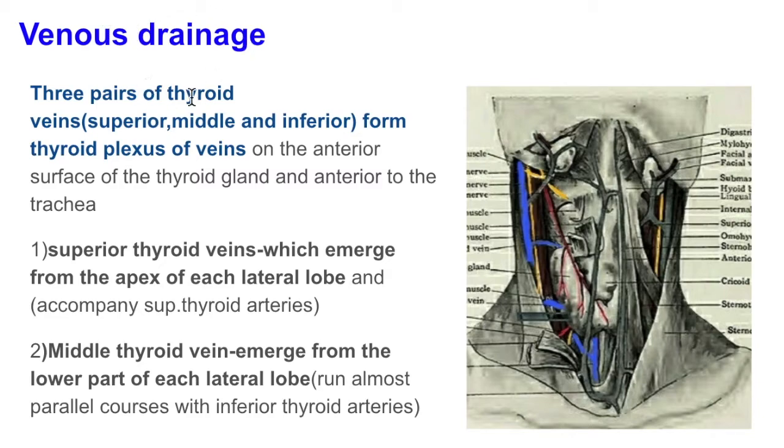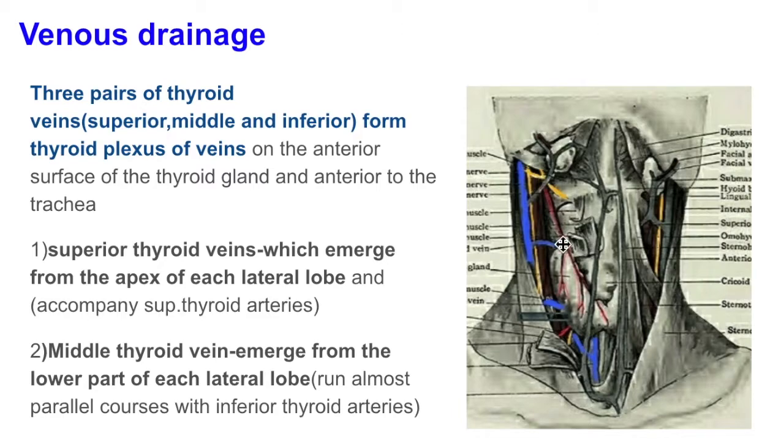Now the venous drainage is also quite similar to the arterial supply. It's drained by three pairs of thyroid veins, which are the superior, middle, and inferior. These form the thyroid plexus of veins on the anterior surface of the gland, anterior to the trachea. So you can see here, there are three pairs of veins, the superior, middle, and inferior.